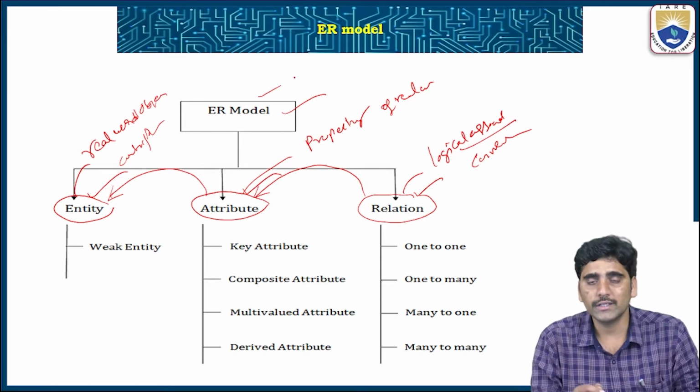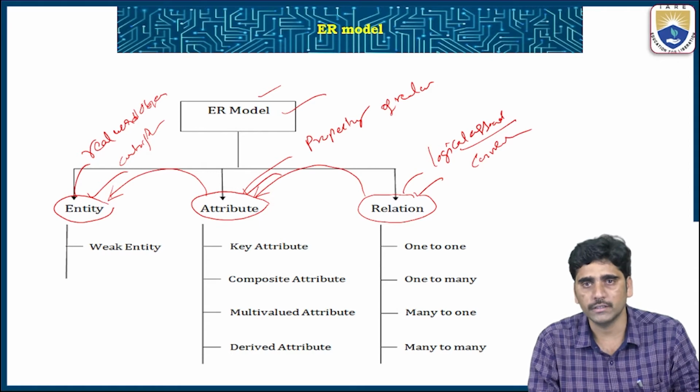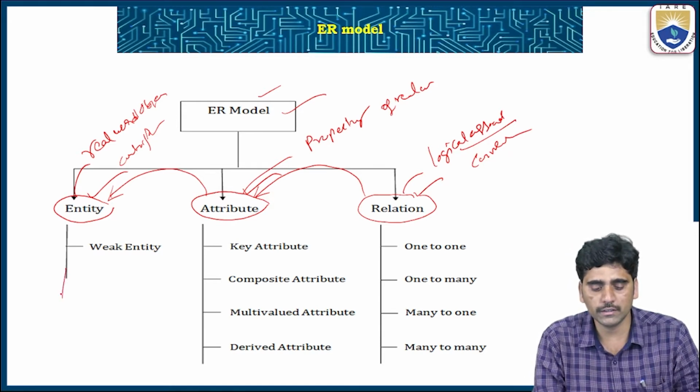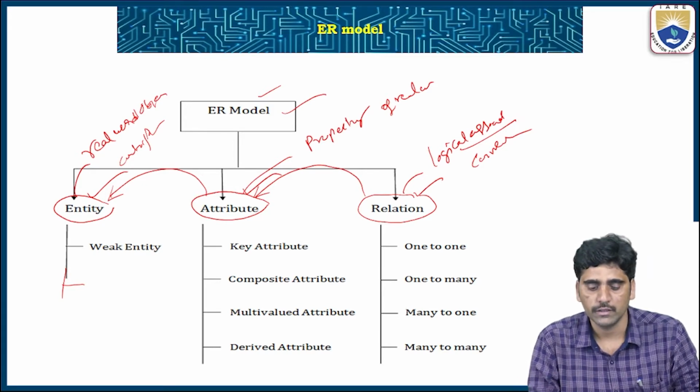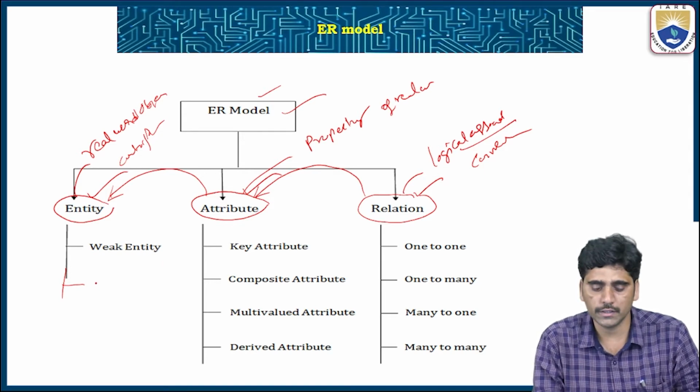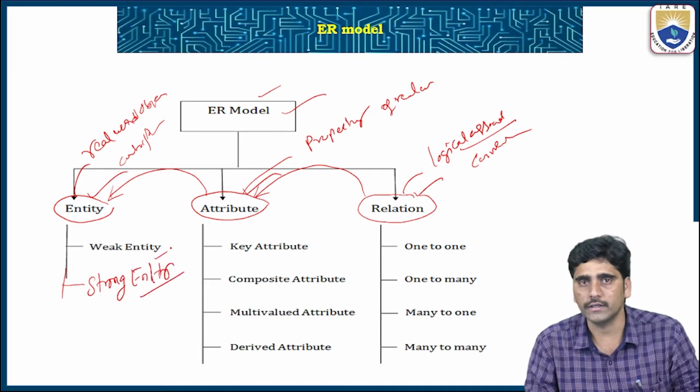So we'll see what is meant by entity and what are the types of entities, what is meant by attribute and the types of attributes, and what is meant by relation and types of relations. An entity, we already said, is a real world object that contains properties like name, ID, age and everything. Two types of entities will be there: one is weak entity and the second one is strong entity.